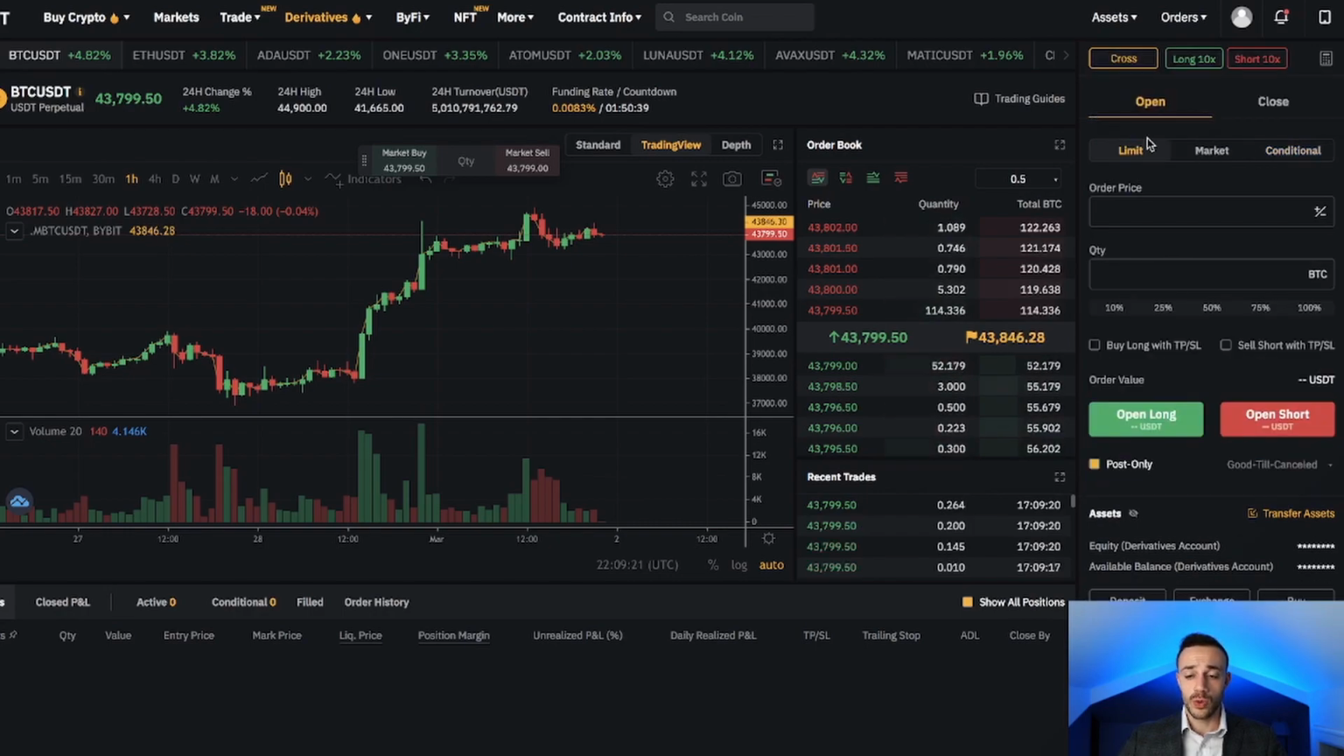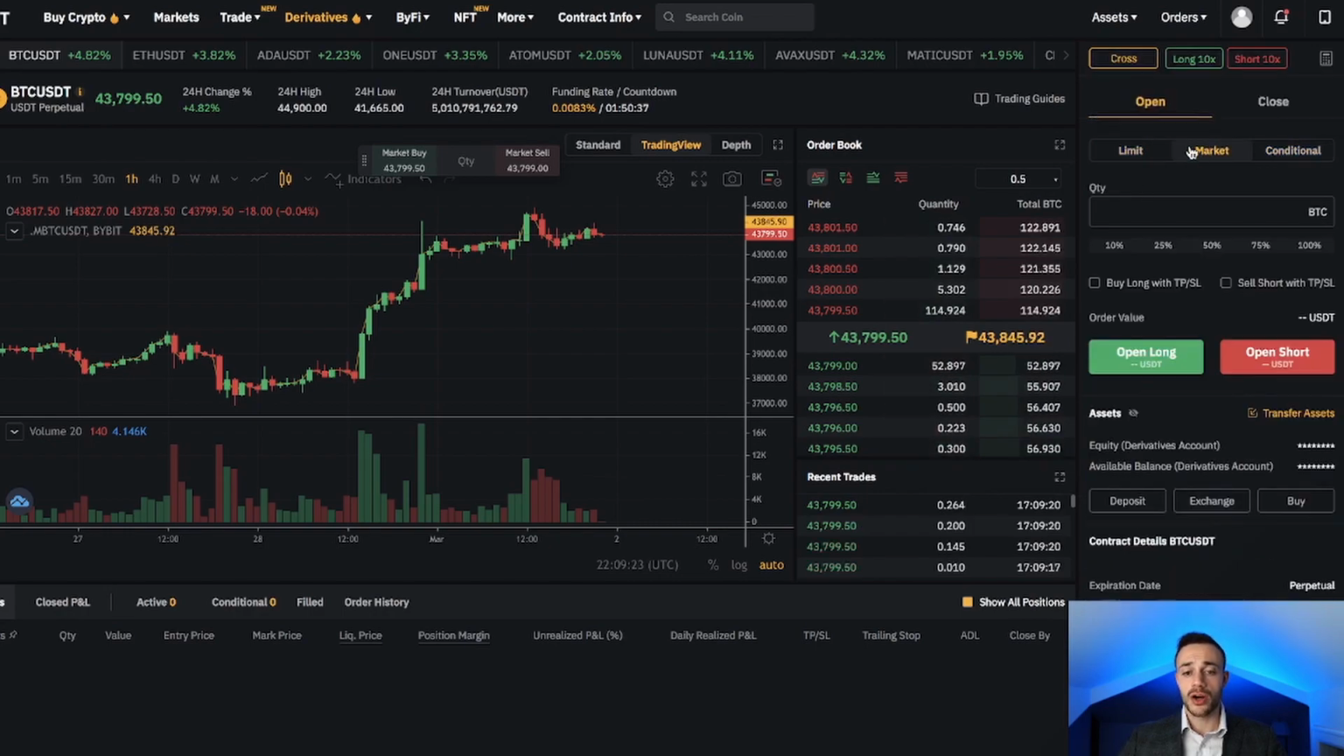We'll go through each one. So I'll start with a market order. A market order is very simple. It will execute your order right away at the current market price, and the current market price is always going to be displayed right here just to the left of where you're actually going to be placing the order.